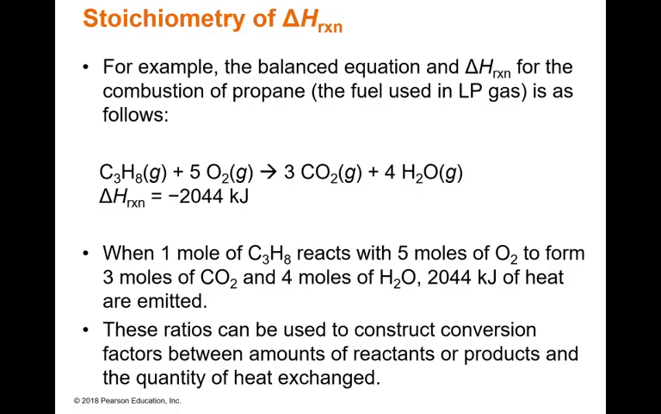Here's a practical example involving propane, a common fuel. C3H8 plus 5O2 produce 3CO2 and 4H2O. Delta H rxn equals negative 2044 kilojoules. So burning 1 mole of propane releases 2044 kilojoules of energy. This value acts just like a mole ratio. You can use it to convert from moles of propane to kilojoules of heat released and vice versa. This is especially useful in both chemistry and energy-related fields.